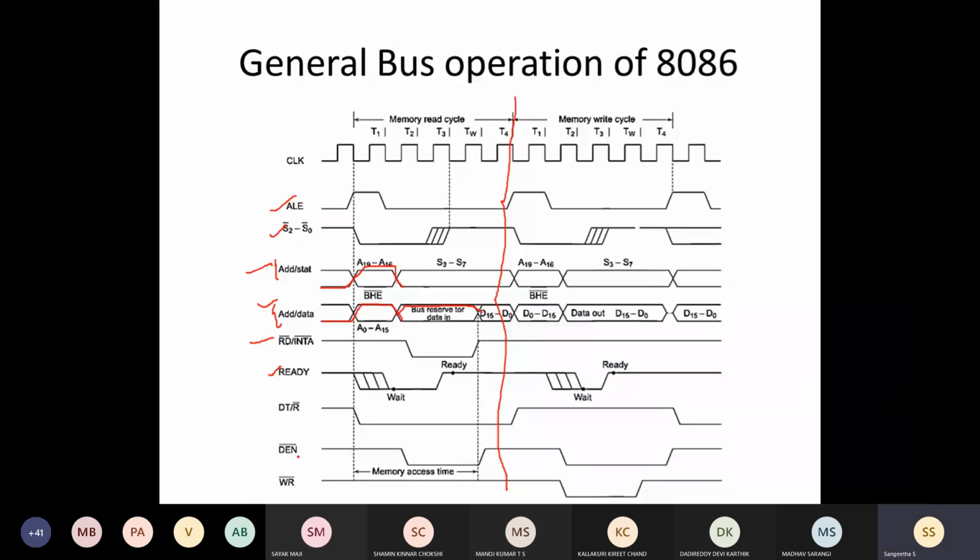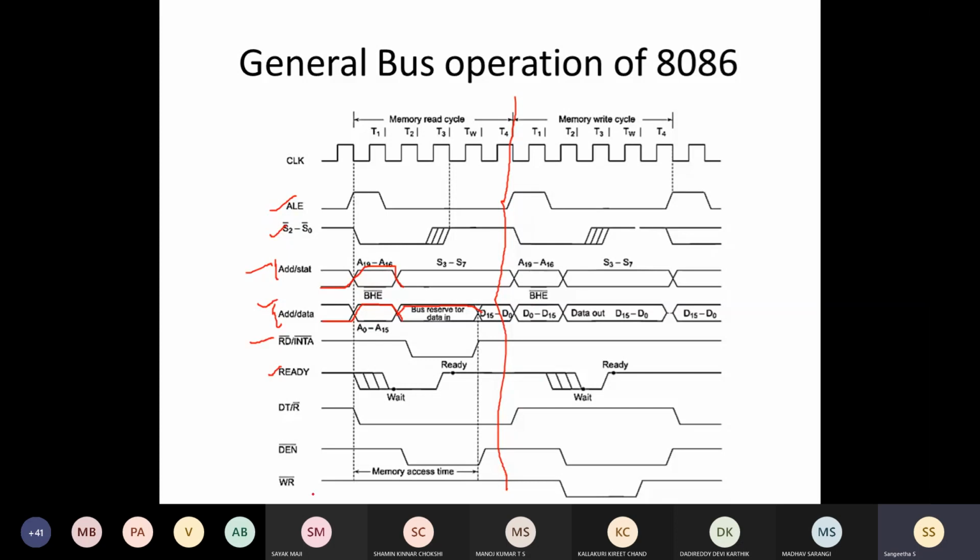What is DEN? Data enable. This indicates whether valid data is being transmitted. Whenever valid data is transmitted, it is indicated by a low signal. So in this duration, whenever you start to receive your data, that is your valid data. If the signal is not low, it is invalid data, so it will not be carried out to your write process. Whenever the signal is low, it indicates valid data.